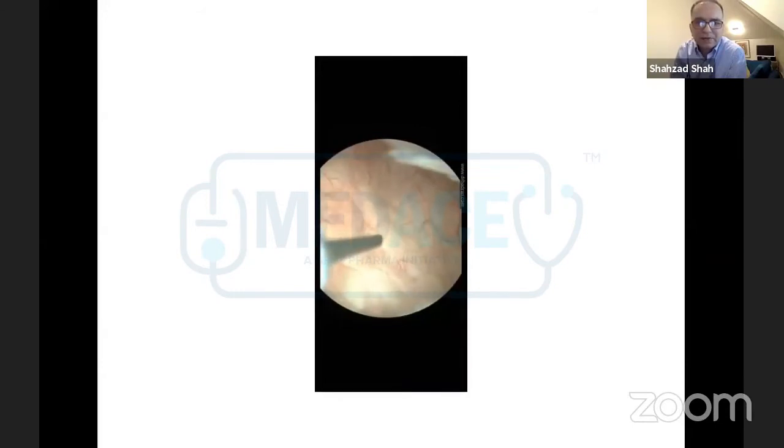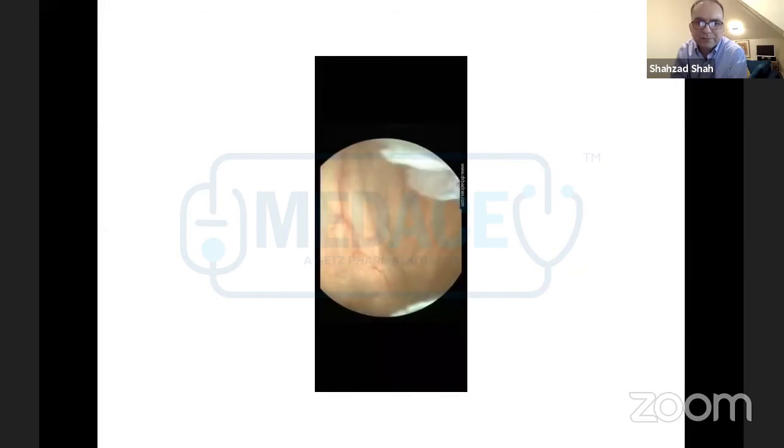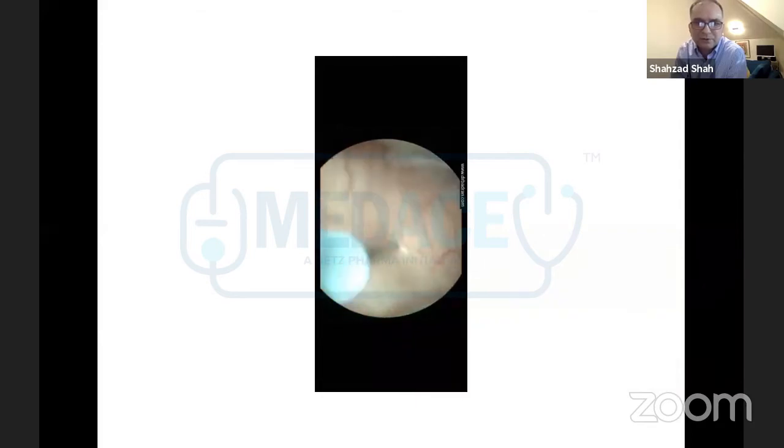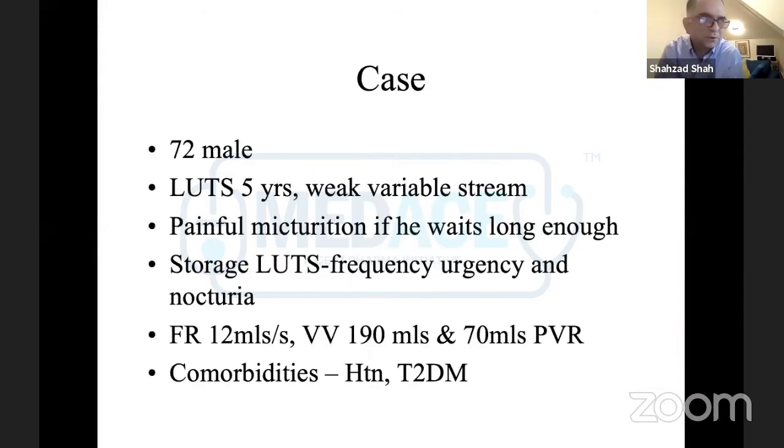This is just intravesical Botox being administered. You can either inject it into the detrusor, or you can raise blebs within the mucosa. I try to do a combination of both, but there's no hard and fast rule of how you really administer this. So I'll just come on to another case.